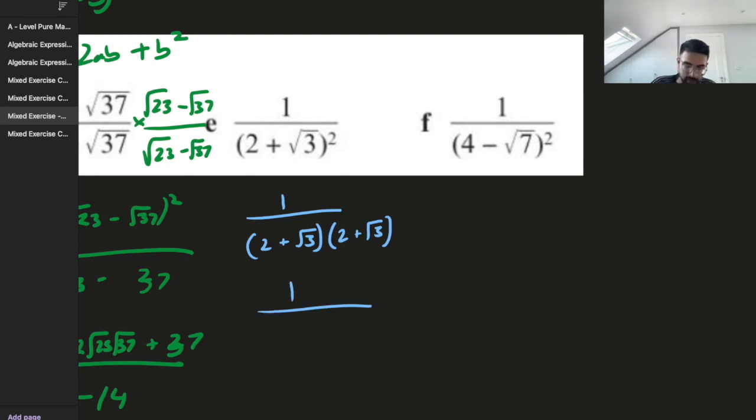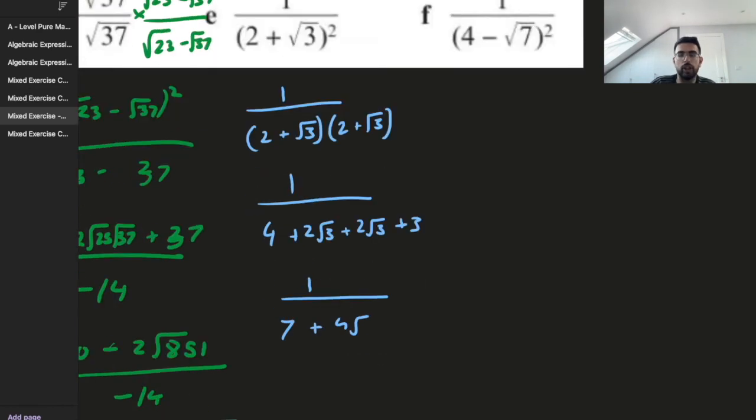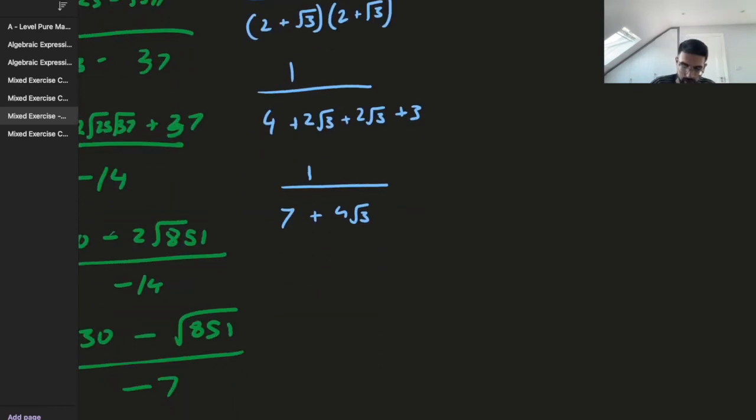When it comes to the expansion, I get 4 plus 2 root 3 plus 2 root 3 plus 3. So I end up with 1 over 7 plus 4 root 3. And this is what I do the conjugate of. So the conjugate of this is 7 minus 4 root 3, multiplied by 7 minus 4 root 3. It's just going to be the opposite sign.